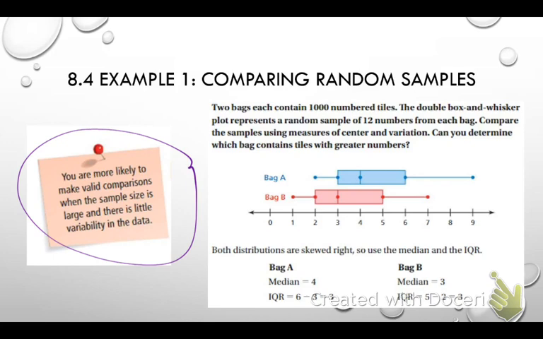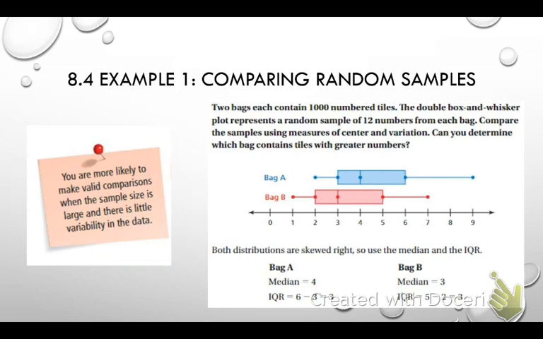And this makes sense, doesn't it? You're more likely to make a valid comparison. Here we go again with biased and unbiased. When the sample size is what? Large. It makes sense. We talked about it. If Jacksonville has 1 million people, you can ask 10 people and say that's the opinion of all of us? No. Okay? It's got to be large enough. And little variability.